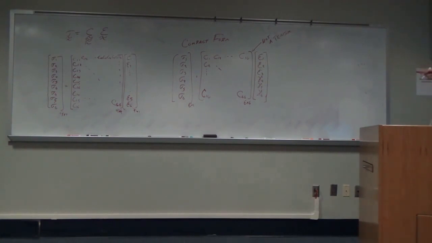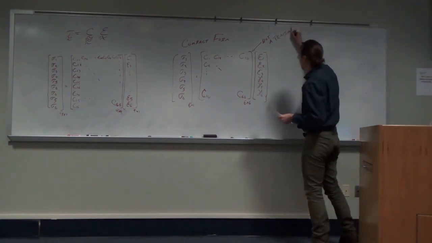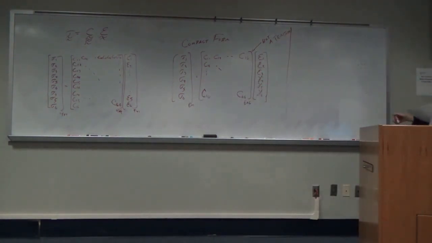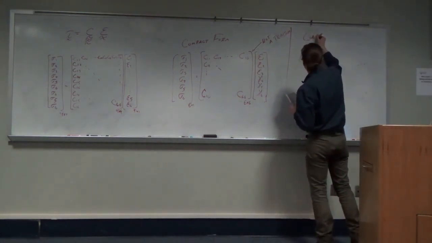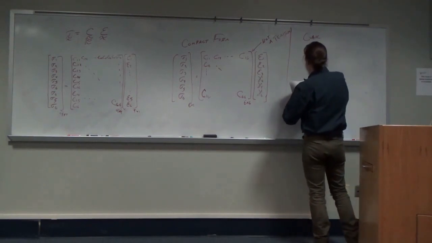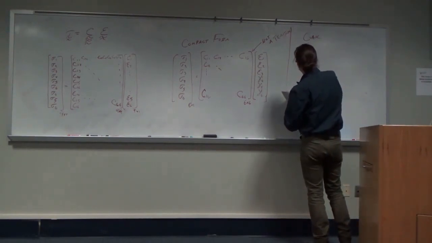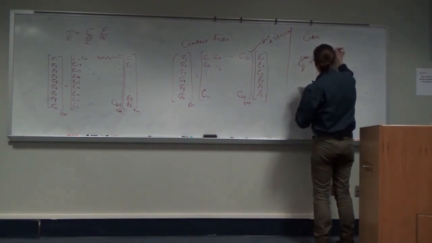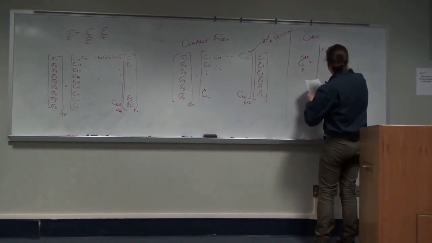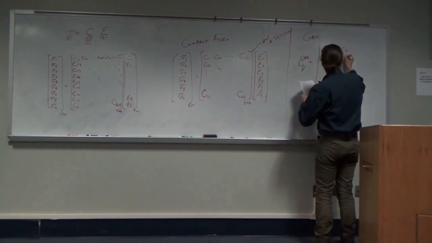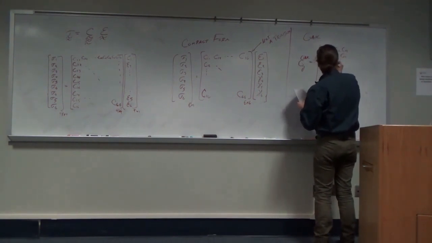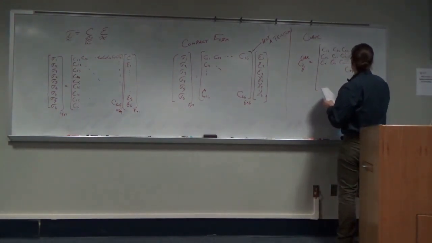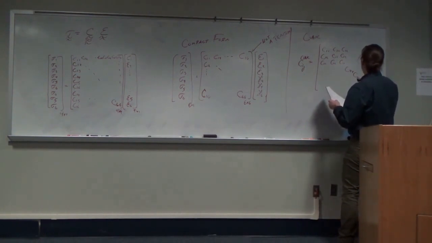Again, it looks terrible. But symmetry is our friend. This is what you get for a no zero symmetry crystal for a cubic. You get this, Cij cubic: C11, C12, C12, C12, C11, C12, C12, C12, C11, C44, C44, C44.